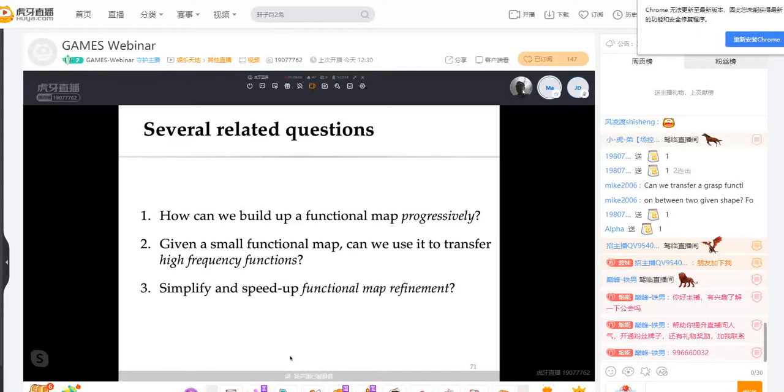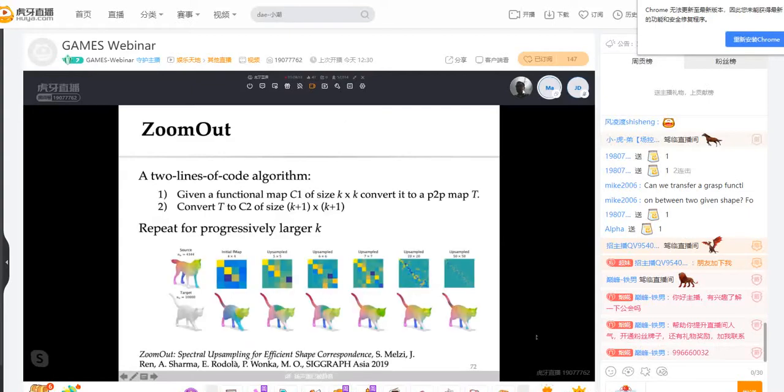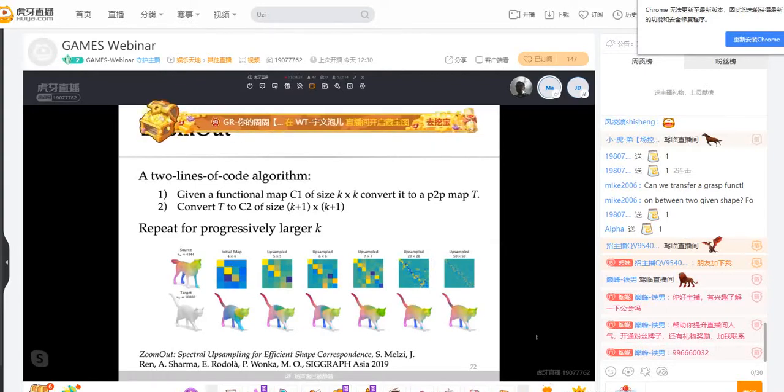And the related question is, can we speed up functional map refinement? So what we propose in this paper is essentially an algorithm that is probably the simplest algorithm I've ever published in any paper. And it's literally just 2 lines of code if you implement it in MATLAB. And it goes like this.